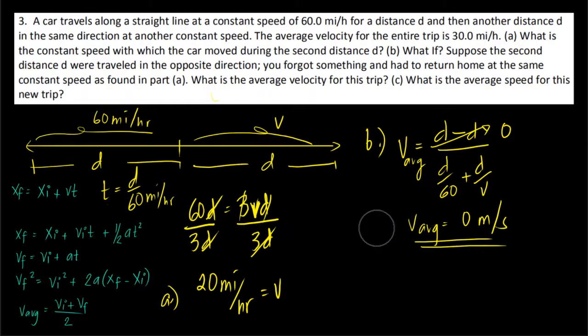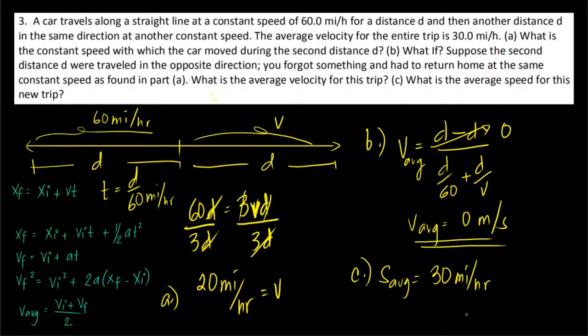And finally, for letter C, what is the average speed for this new trip? There's no need to solve this because what is given here is the average speed, which is 30 miles per hour. So no need to do mathematics in this case, because when you talk about speed, it doesn't involve your direction. Since the distances are the same, it is as is, the given 30 miles per hour.